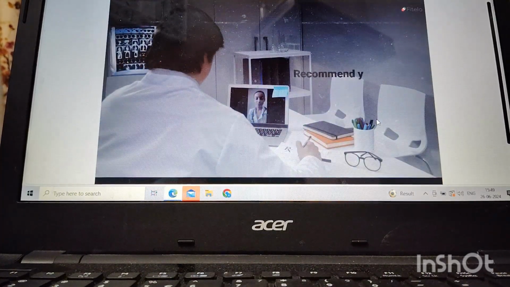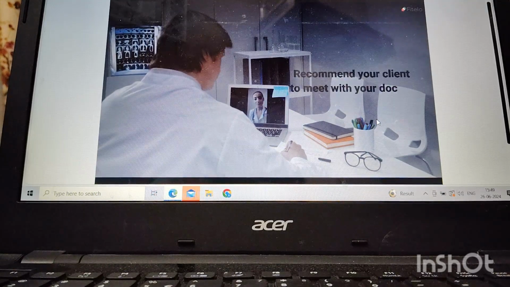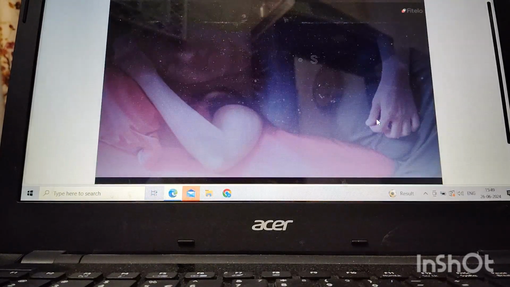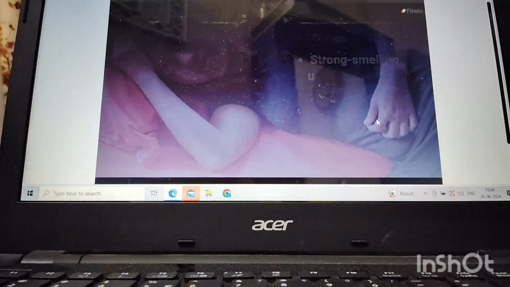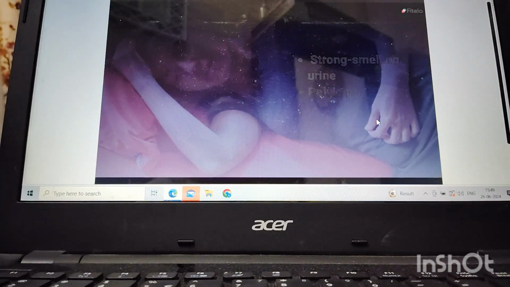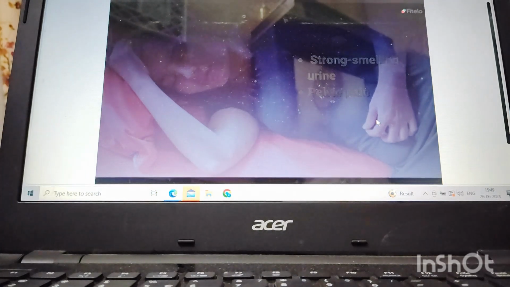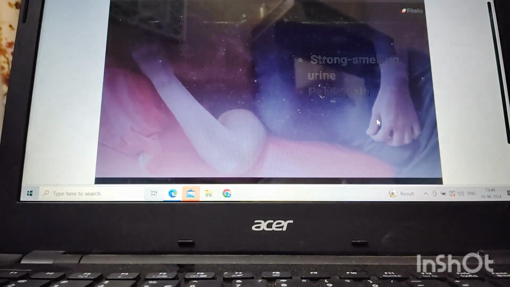In this case, always recommend your client to meet the doctor because it may cause severe problems. The last one is strong smelling urine and pelvic pain in women, especially in the center of the pelvis and around the area of the pubic bone.